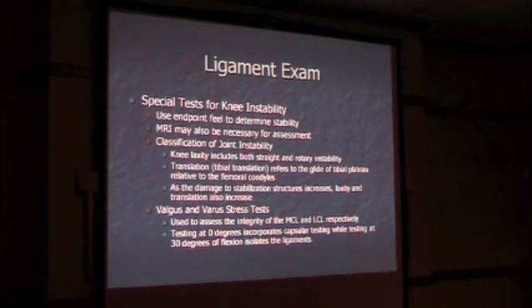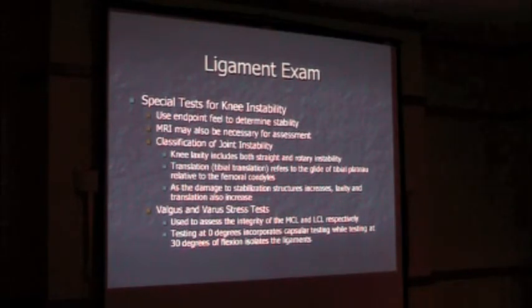Classification of joint instability. We usually evaluate when the knee is straight as well as when it's rotated. Also look at translation, feeling the glide of the tibia relative to the femur. And as the damage increases, the laxity in translation also increases. So the higher the grade of strain or sprain or tear, the more injury that the patient has to the knee. So varus and valgus stress, usually this is pretty straightforward. Used to assess the integrity of the medial and lateral collateral ligaments, the ligaments on the inside and the outside of the knee. Testing it usually occurs at 0 degrees. That actually incorporates the capsular structures that I showed you before in the back of the knee.